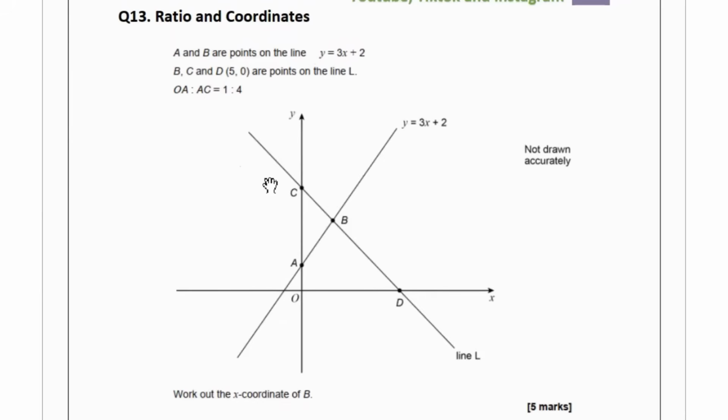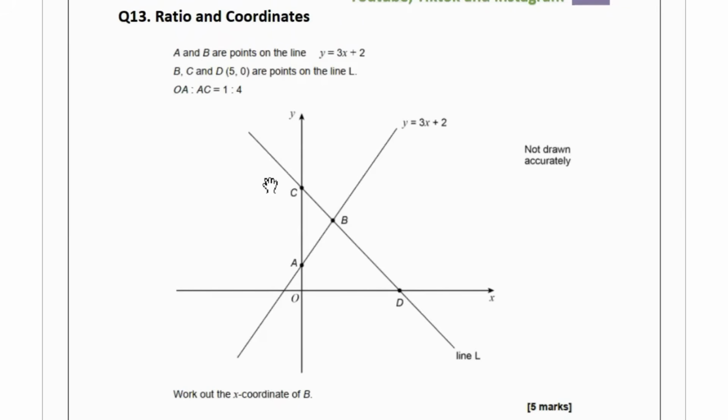Then ratio and coordinates. I don't think this came in paper 1, so I wanted to include this in paper 2. This was, I think, the most confusing one out of the ones that I saw in all of the papers. Obviously, they can give something else as well, but this stood out the most to me, so I included this in the predicted one.